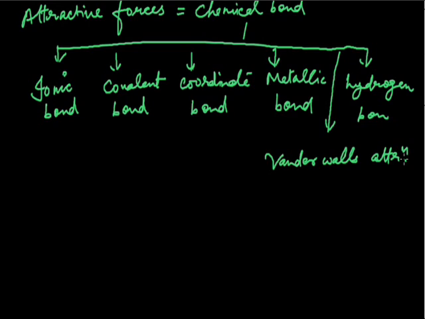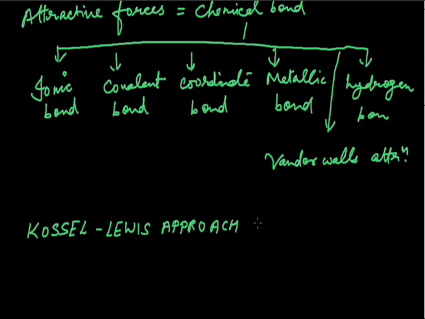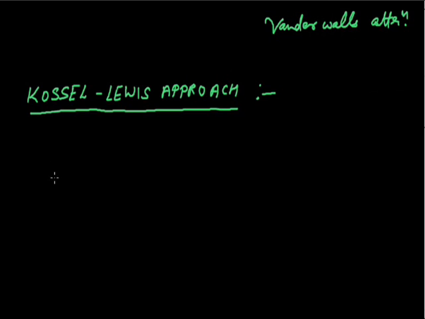Now before discussing about these molecules and the geometry of these molecules, a question arises in our mind that why these elements combine together to form the molecules. This question can be better answered by looking into a concept that was given by Kossel and Lewis, and it is known as the Kossel-Lewis approach of chemical bonding. This concept was given in the year 1916.